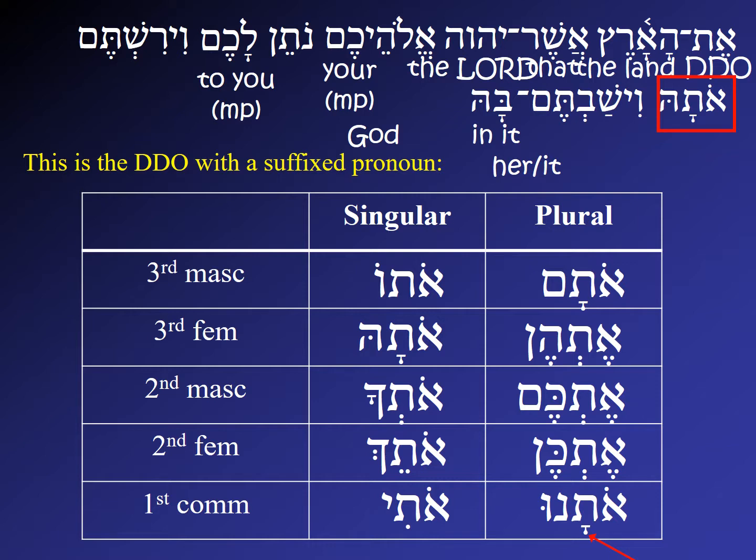So these are our direct object marker with a suffix pronoun. So if a verb is happening to a pronoun, this is the way that will work. Oto, ota, otcha, otech, oti, otam, ethen, etkem, etkin, otanu. Our form is ota, so just her.